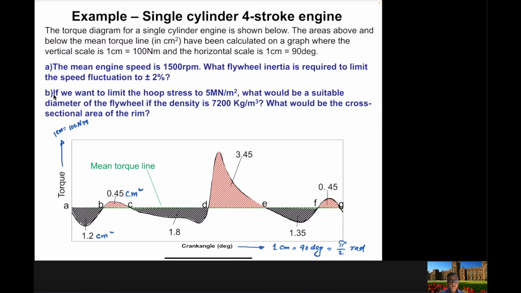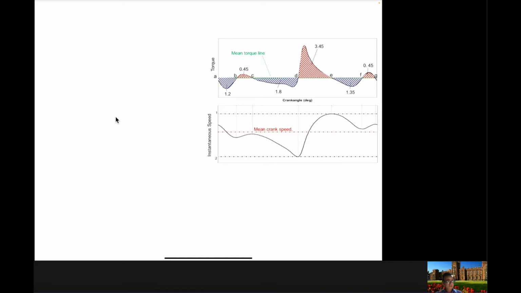And in part B, you are asked to calculate, if we want to limit the hoop stress to 5 megapascal, what would be the suitable diameter of the flywheel if the density is 7200 kilogram per meter cube, and what would be the cross section area of the rim?